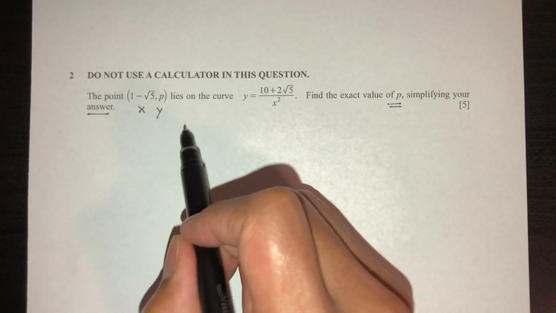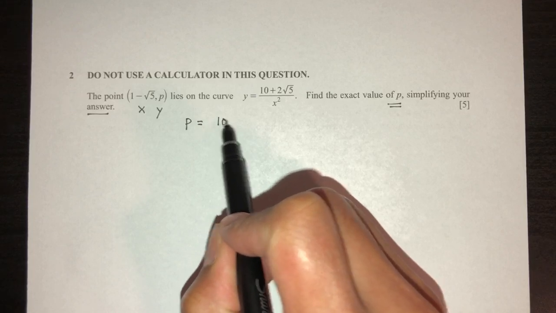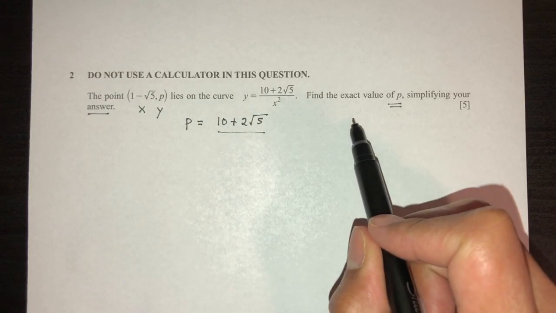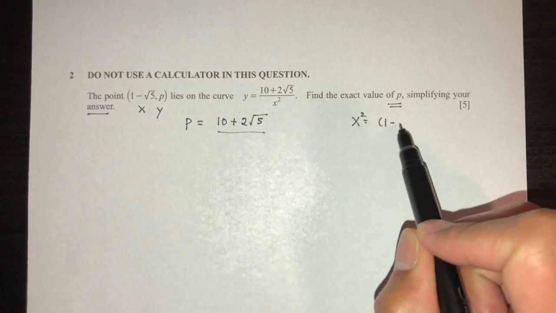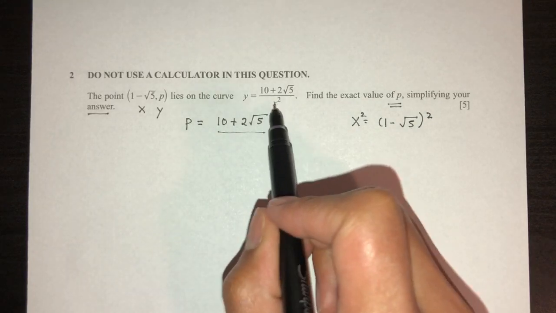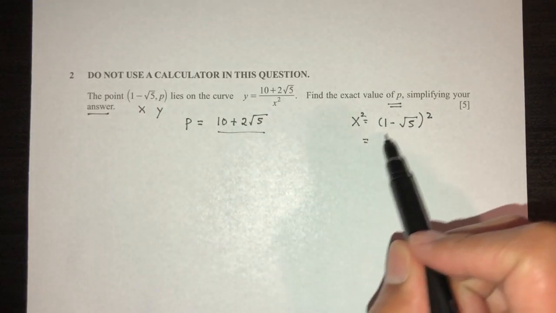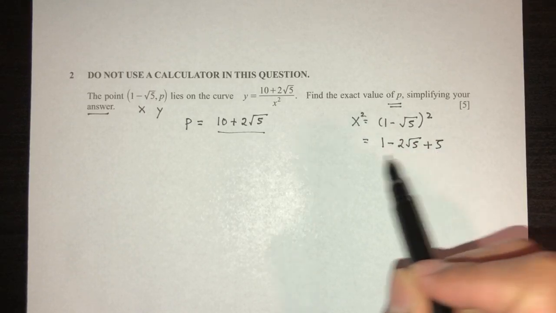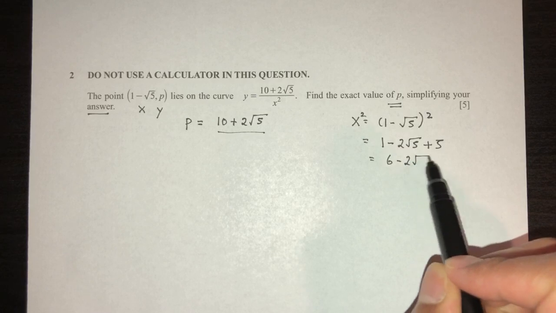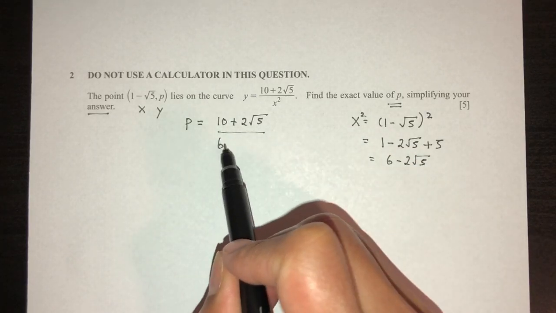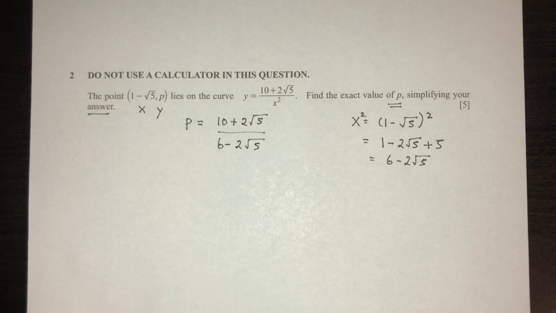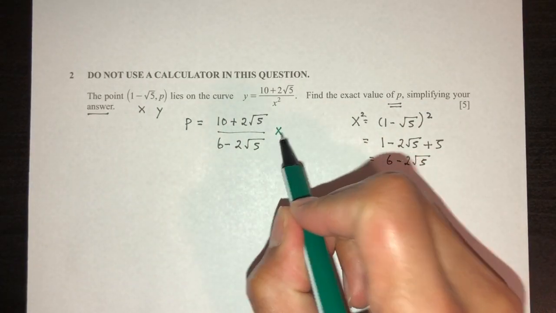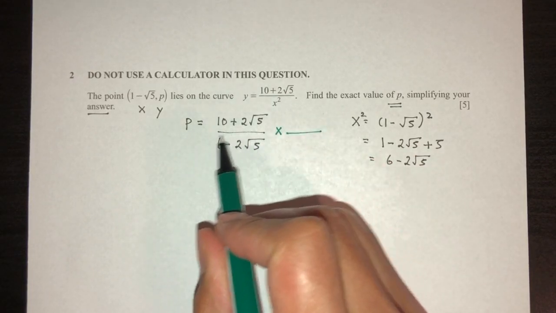So p is equal to 10 plus 2 root 5 over x squared. x squared is equal to 1 minus root 5 squared, according to this, right? So let's simplify. That will become 1 minus 2 root 5 plus 5. That will be 6 minus 2 root 5. So the base is 6 minus 2 root 5. Now this is your point P, but you have to simplify your answer. So we have to multiply base and top by the conjugate of this one.